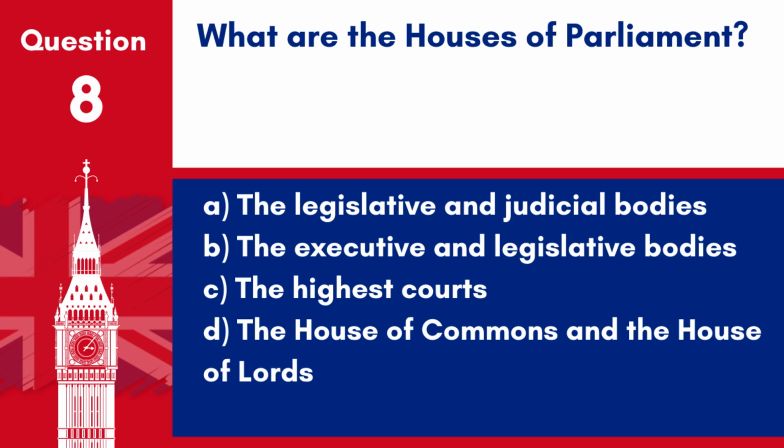Question 8. What are the Houses of Parliament? A. The legislative and judicial bodies. B. The executive and legislative bodies. C. The highest courts. D. The House of Commons and the House of Lords. Answer: D. The House of Commons and the House of Lords. The Houses of Parliament consist of 2 houses, the House of Commons and the House of Lords, together forming the legislative body of the UK.